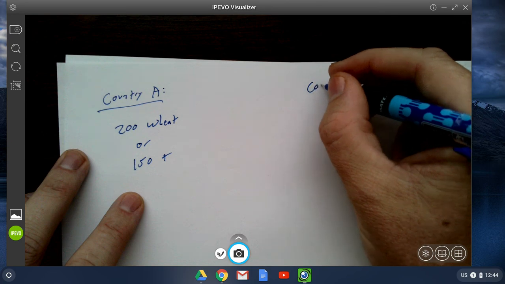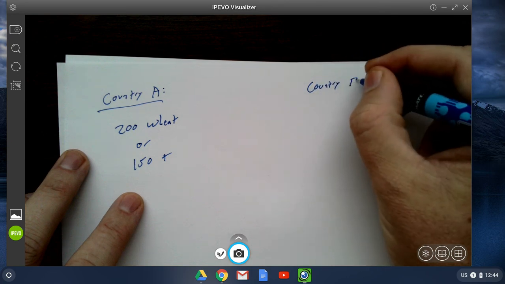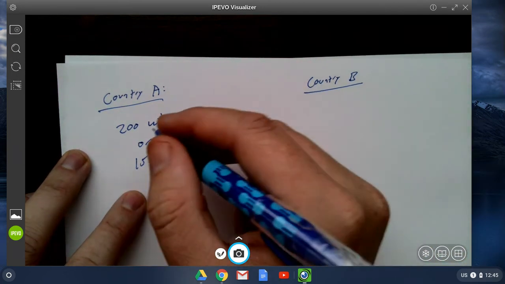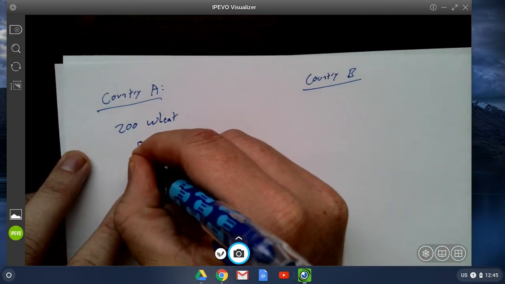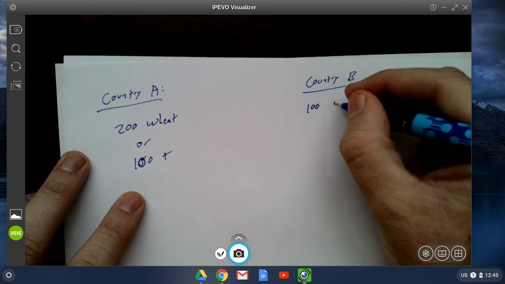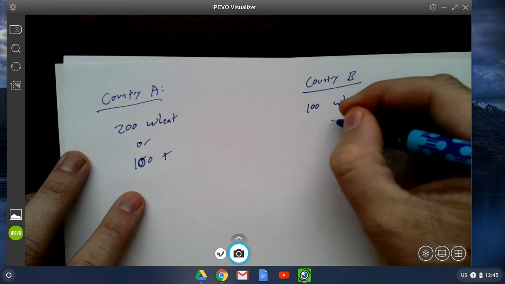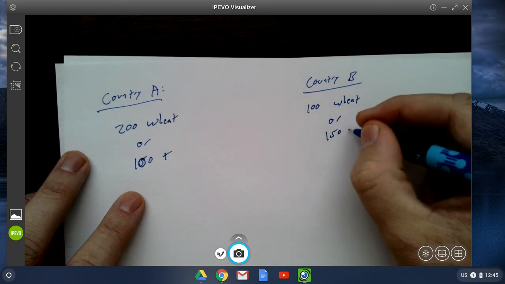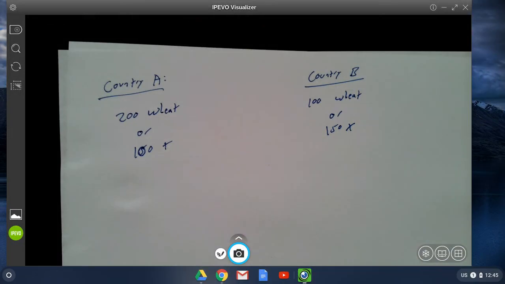Let's look at country B. Country B can make 200 wheat or 100 of product X. Country B can make 100 wheat or 150 of product X. Okay, so now we got to figure out the opportunity cost.